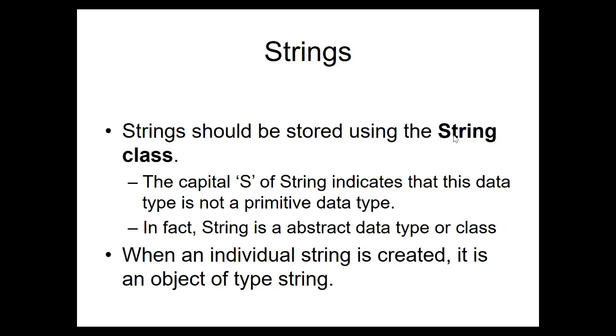It actually stores an address as to where to find that string in memory. We can't really predict how long the string is going to be, so we don't know how many bytes it's going to need to store that data, so we can't have a fixed data type like we do for int and char and boolean and double.